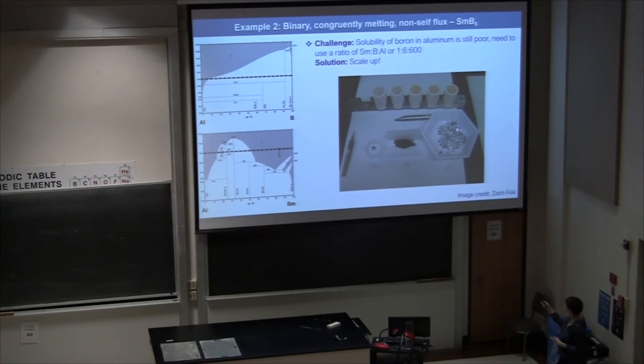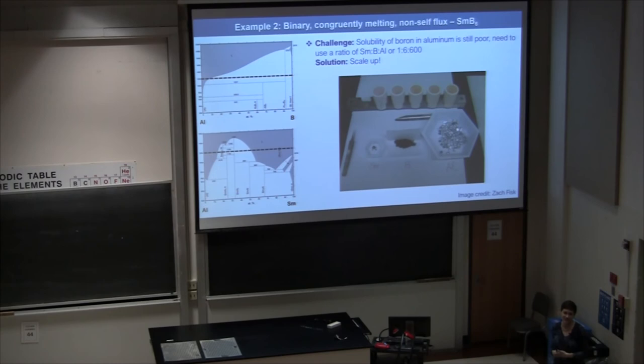Instead of using our typical 1 to 2 grams for flux growth, I don't know exactly what this is, but I'm ballparking it at something like 30 grams. This is a tremendous amount of material for a flux growth. And so that's going to be proportional to the amount of yield you get out of the growth. So this is a ratio of 1 to 6 to 600 parts aluminum.